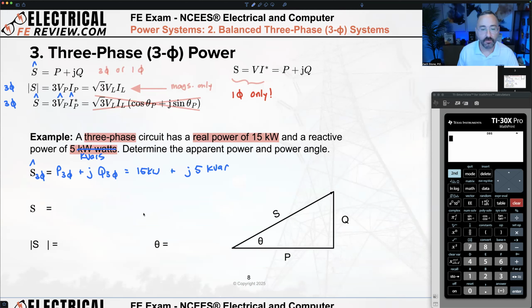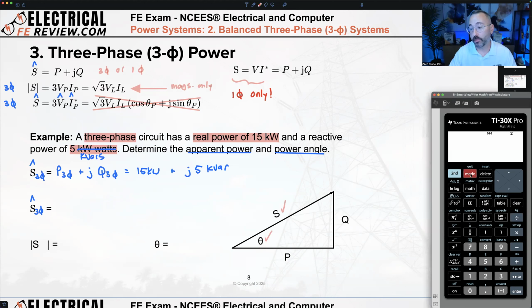All right, how do I convert this to get the apparent power and power angle? Who can tell me what kind of number this is? 15 plus J5. Is that a polar complex number or a rectangular complex number? That's rectangular. So all I have to do is use my calculator to convert it, still working with three-phase complex power. Now we're going to convert it to polar, because polar is going to give me the magnitude, which is apparent power, and the power angle.